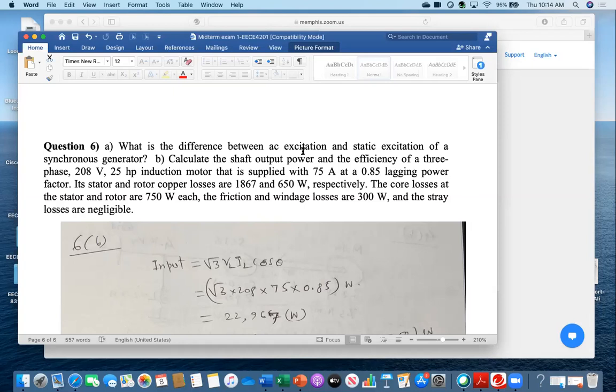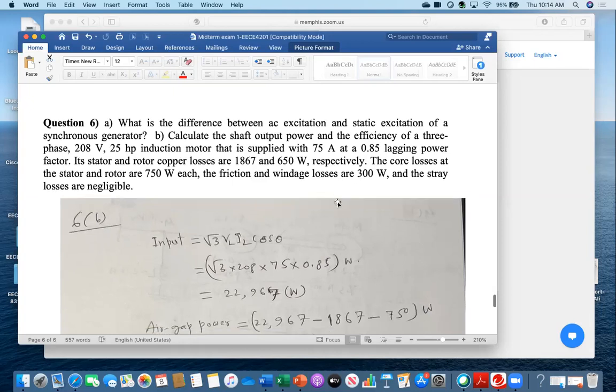And AC excitation means there is a small AC generator that is mounted on the same shaft as the magnetic field shaft. So that is the difference. Many of you have written it properly, and sometimes you have written something completely different based on your understanding.